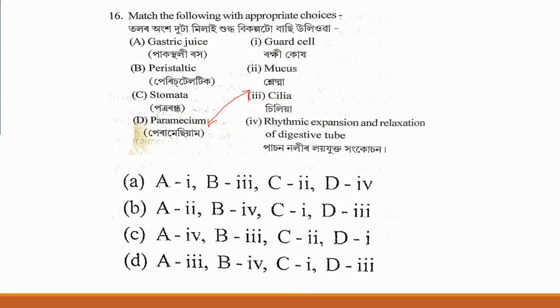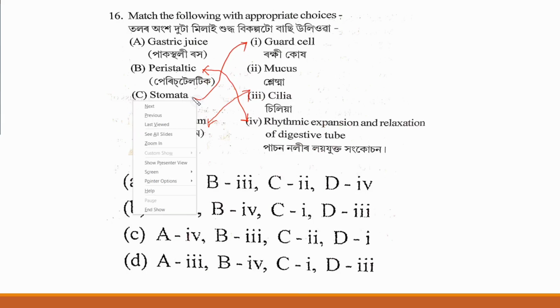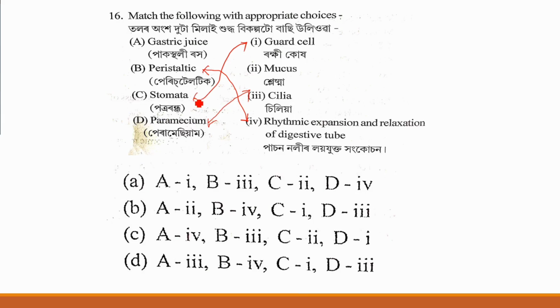Next, rhythmic expansion and relaxation of the digestive tube is related with peristaltic. Why? Because the rhythmic contraction and relaxation of the muscles in the digestive tract is called peristalsis. Stomata is related with guard cells, we already know. And gastric juice is related with mucus.